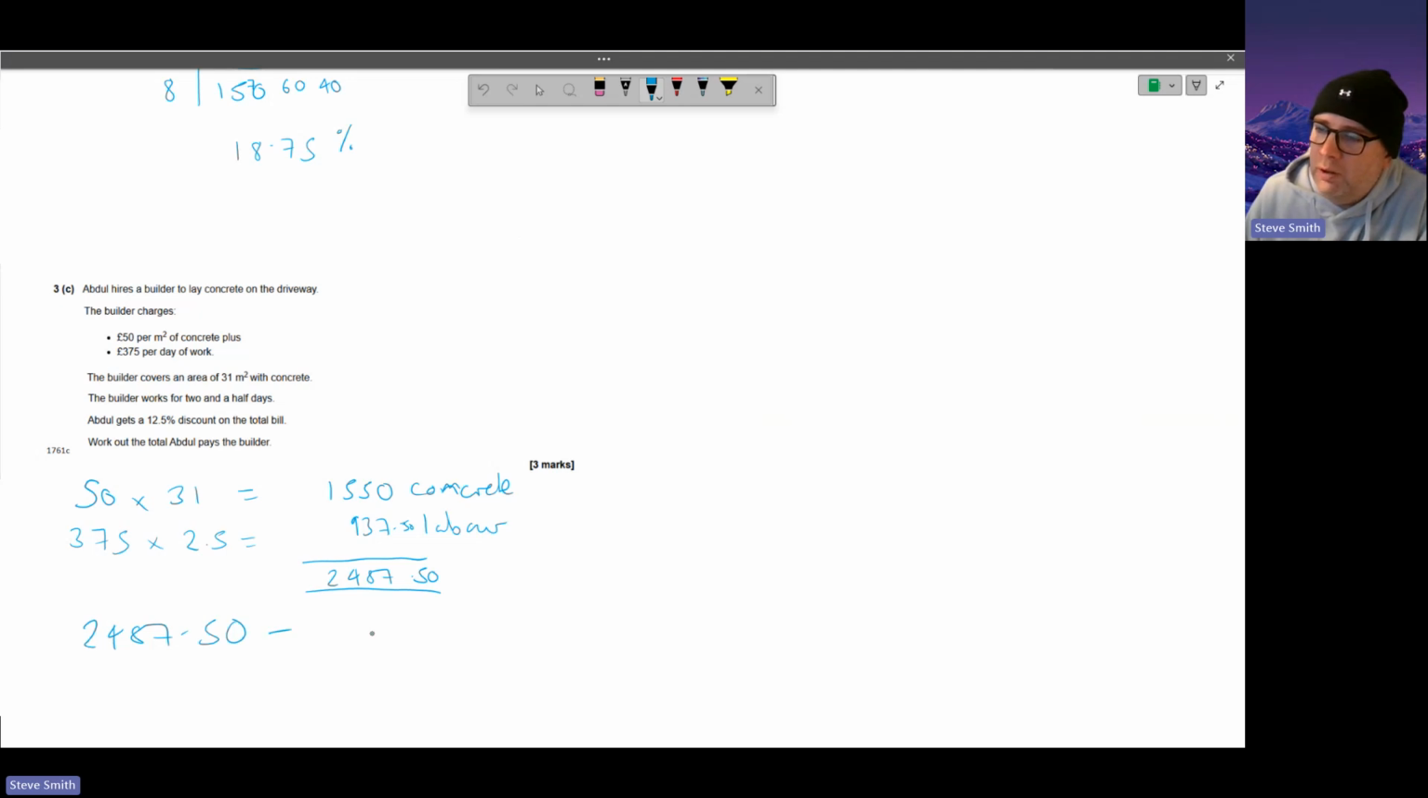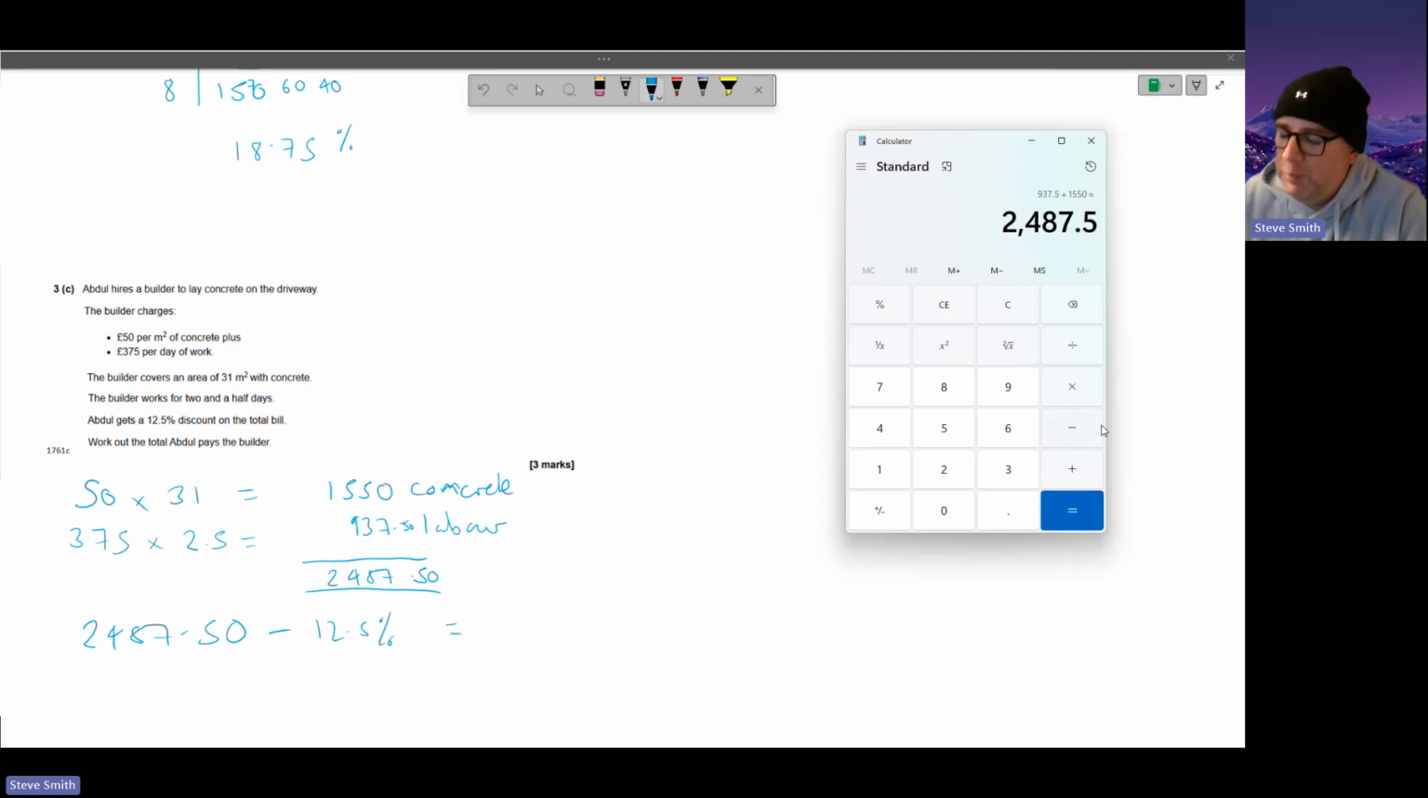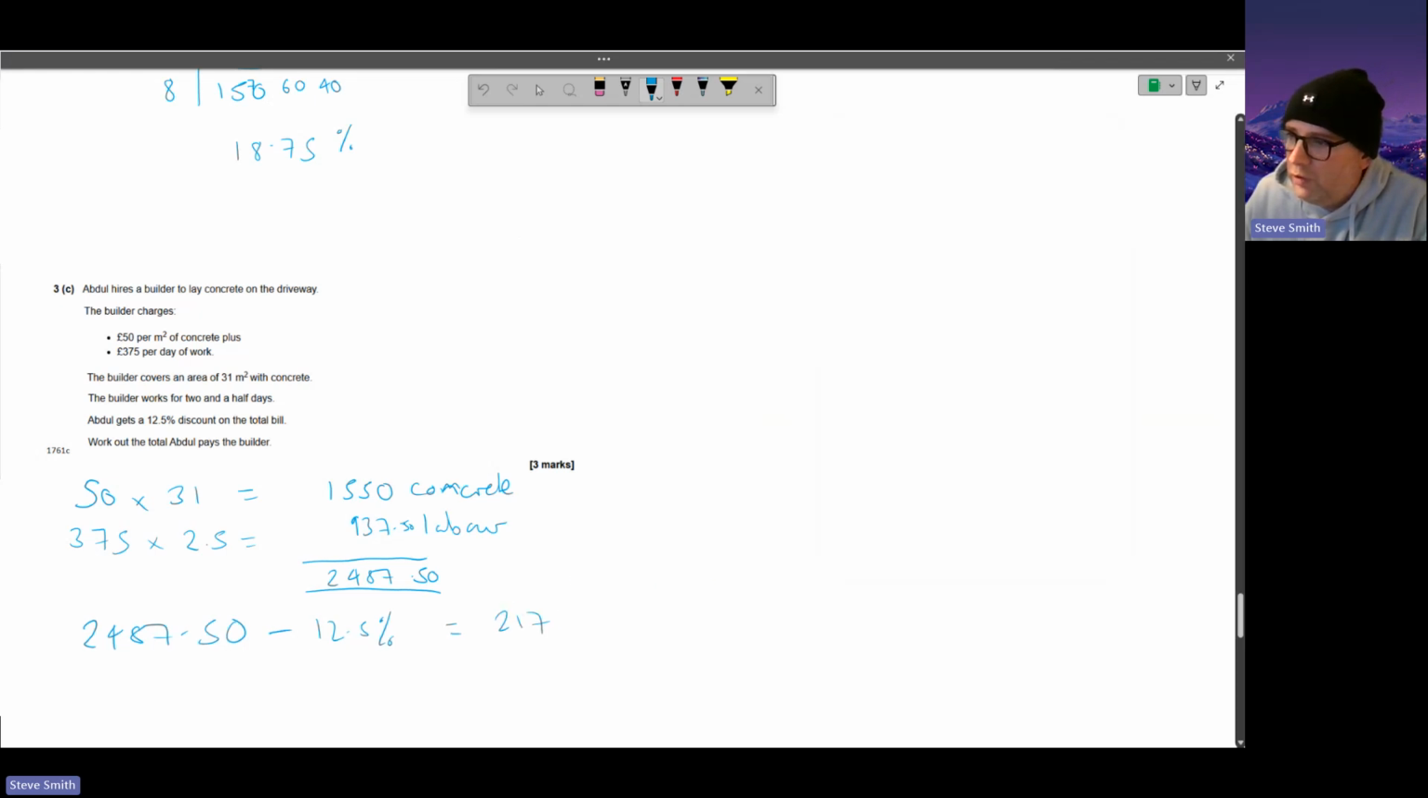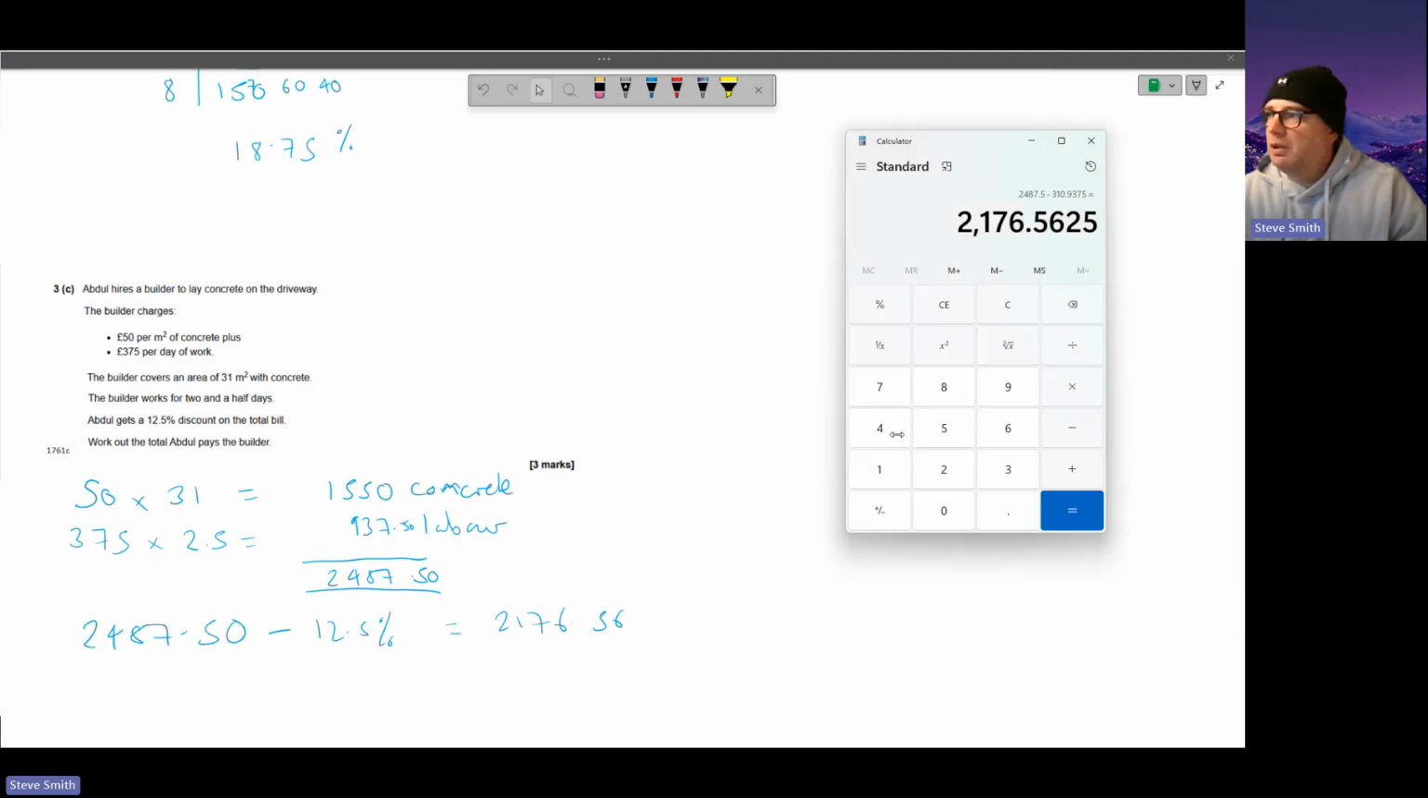So 2487.50 minus 12.5%. And I say it every time: if we've got a percentage button on our calculator, we can just go minus 12.5% equals. Then we've got the answer 2176.56. If we didn't have a percentage button on our calculator, there are two ways we can do this.